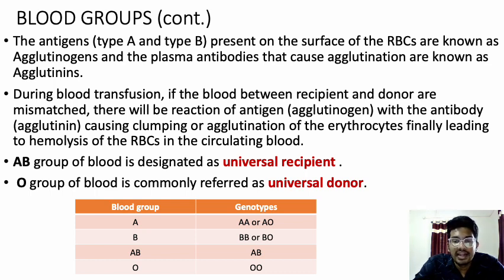You might have studied this in genetics, the alleles of these blood groups. If it is A blood group, the genotype will be AA or AO. If B blood group, BB or BO. Sometimes you might see IA, IO like that. If it is O blood group, the genotype will be OO.